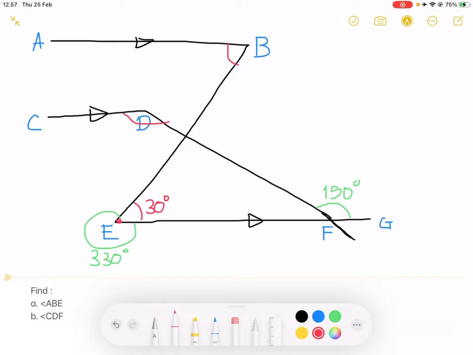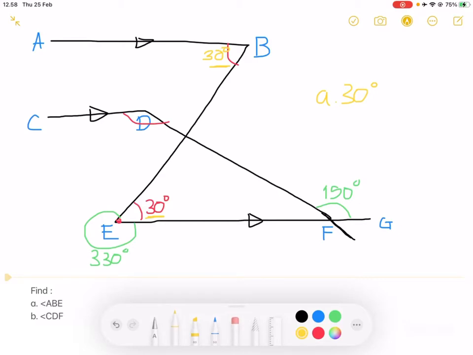And then notice, although this might not be very obvious for you, we have a Z shape right here, marked in yellow. And by alternating angles, this 30 degrees right here at E must be equal to this angle right here at B, specifically angle ABE. So this angle must be 30 degrees, and therefore our first answer must be 30 degrees.